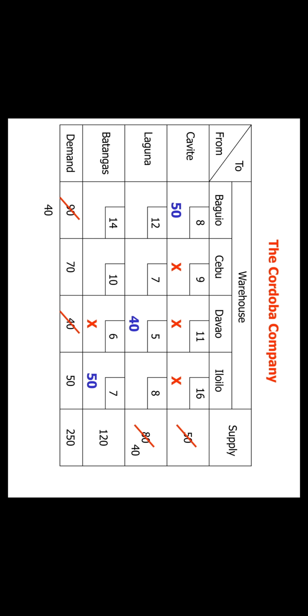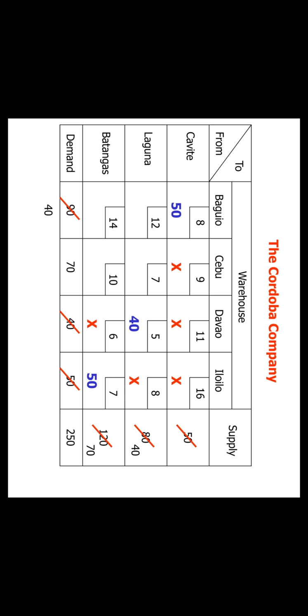And with that, we have already met the total demand of Iloilo. And we can now eliminate the remaining cell in that column. After which, we now reduce the supply of Batangas by 50. So from 120, it goes down to 70.